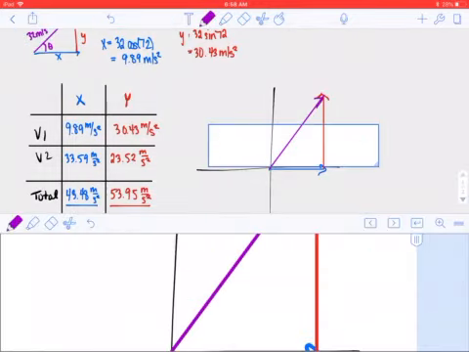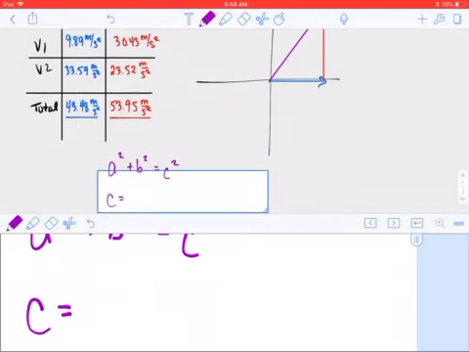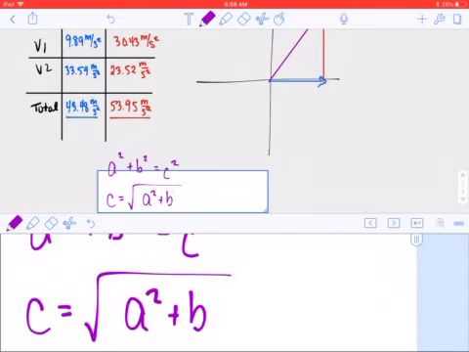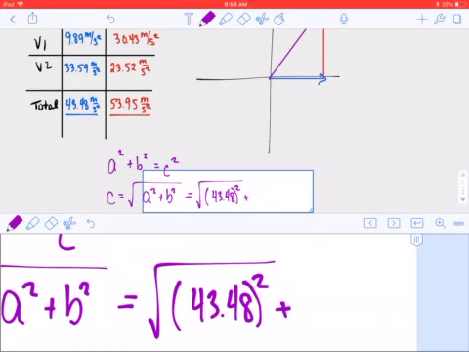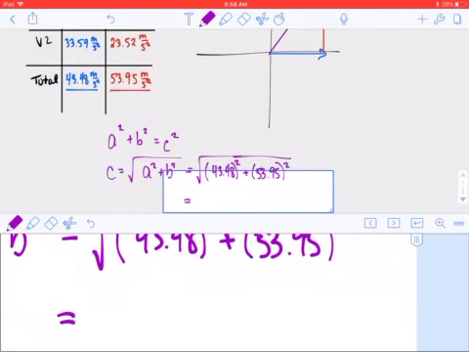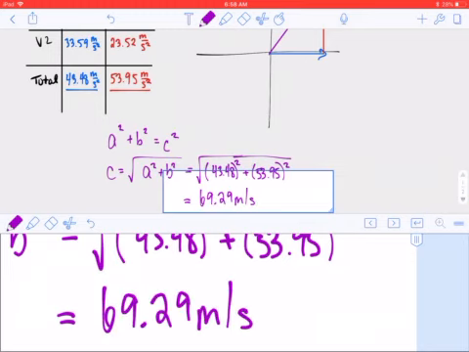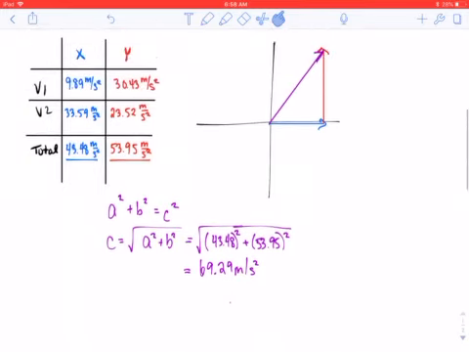To find that, I know two legs of the triangle. So to find the third leg of the triangle, I'm just going to use the Pythagorean theorem. A squared plus b squared equals c squared. So c equals the square root of a squared plus b squared. Plug in my numbers: 43.48 squared plus 53.95 squared. Again, pause this, make sure you can do this on your own. Your total is 69.29 meters per second squared. So that right there is the resultant, but it's a vector.